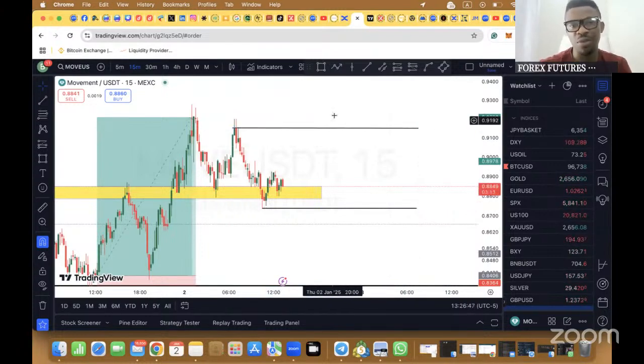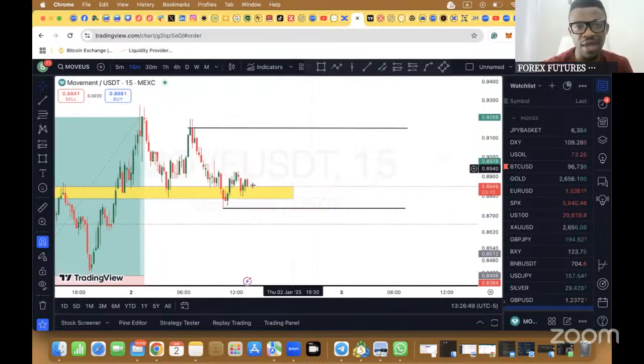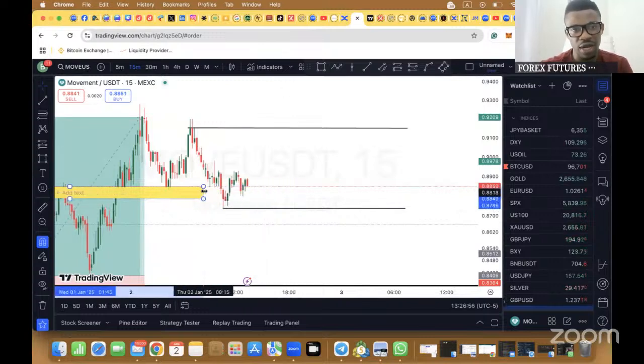So if we are trading from here to here, the best entry will be a test of this region. So we want the price to come down and test this region. This one is gone. We're done with this one, so we can leave it alone.